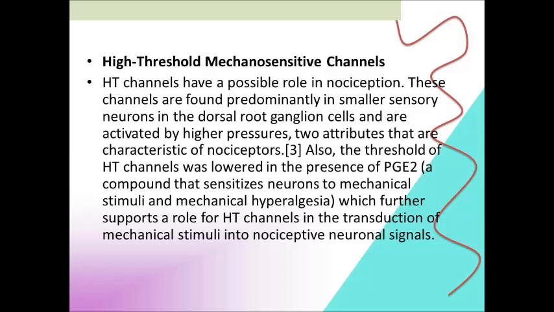High threshold mechanosensitive channels. HT channels have a possible role in nociception. These channels are found predominantly in smaller sensory neurons in the dorsal root ganglion cells and are activated by higher pressures, two attributes that are characteristic of nociceptors. Also, the threshold of HT channels was lower in the presence of PGE2, a compound that sensitizes neurons to mechanical stimuli and mechanical hyperalgesia, which further supports a role for HT channels in the transduction of mechanical stimuli into nociceptive neuron signals.